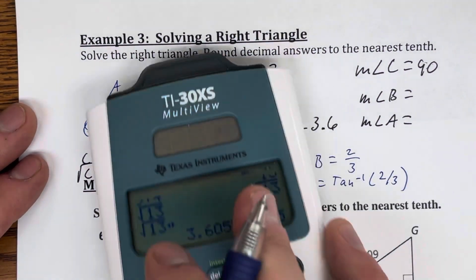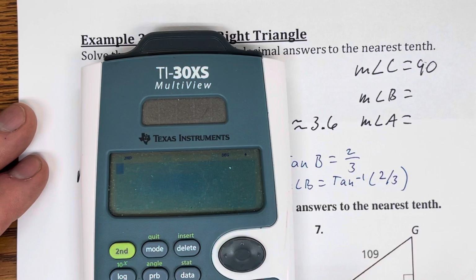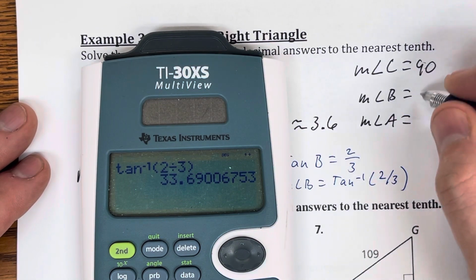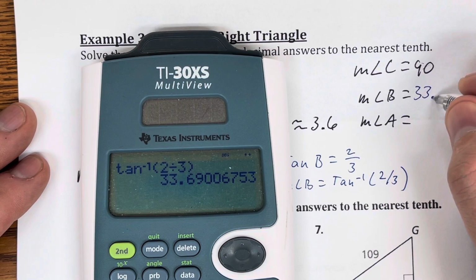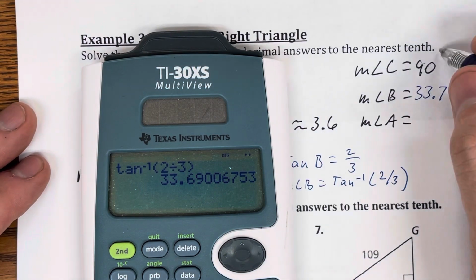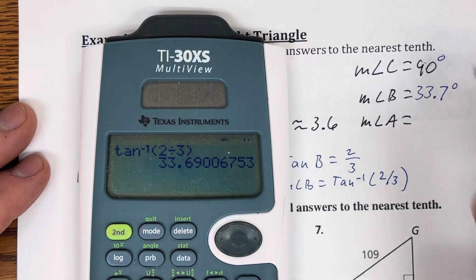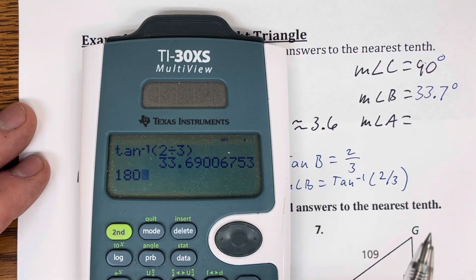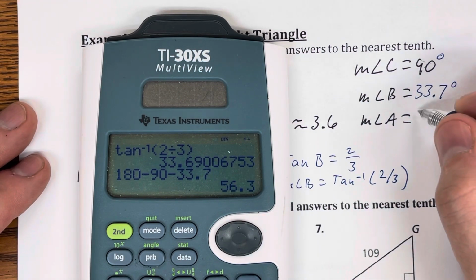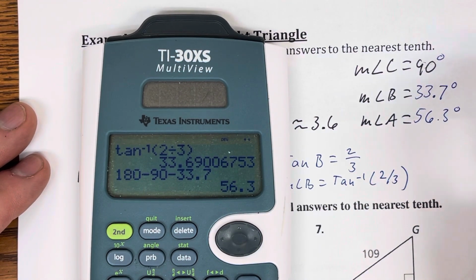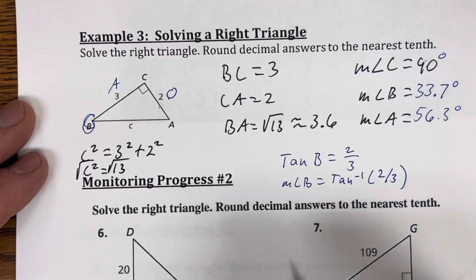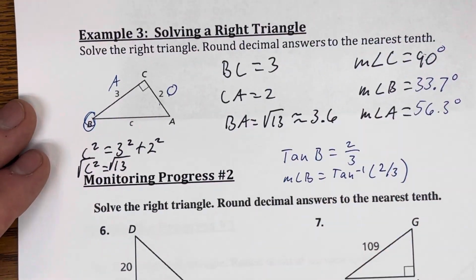Now, for me to type that into my calculator, again, I'm finding the angle, so I use the inverse. Just put 2 divided by 3 and close the parentheses. That's the fraction. And we get 33.69, so that's 33.7. And then for us to find the third angle, all three have to add up to 180, so 180 minus 90 minus 33.7 gives me 56.3 degrees. I have solved the triangle. I found all three sides and all three angles.